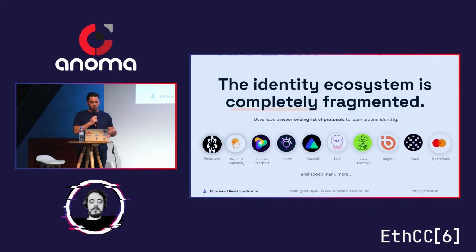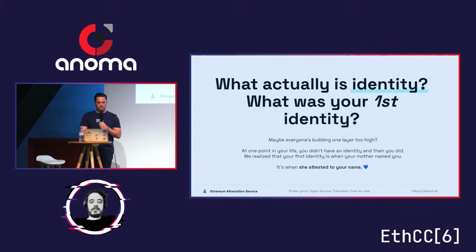And what we notice is that in Web3, the identity ecosystem is extremely fragmented. There's companies like WorldCoin, Proof of Humanity, Gitcoin Passport, Sismo, Lens, BrightID, Disco, MasterCard, and the list keeps going on. And as an engineer, we have to keep learning each one of these individual protocols to try to create a comprehensive digital identity, which isn't going to be scalable. And so we're wondering, well, perhaps everyone doesn't really know what identity is, including us, right?